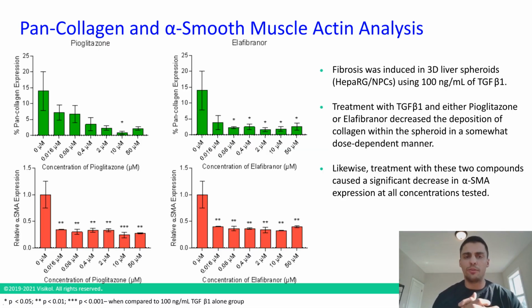And then next one here is pancollagen and alpha smooth muscle actin analysis. Again, looking at these same compounds, elafibranor and pioglitazone. Fibrosis was induced in these, and we're able to look at that. We're able to quantify it, and the assay window again is pretty large for this assay, which makes it quite powerful for the researchers that are looking at different compounds and their effect on, of course, collagen deposition and just generally the NASH cascade.